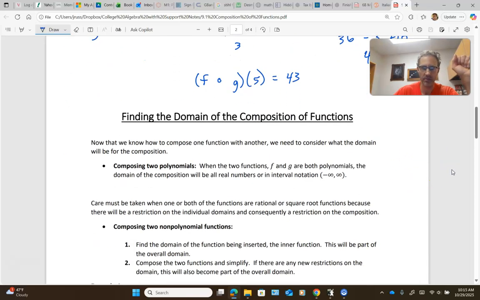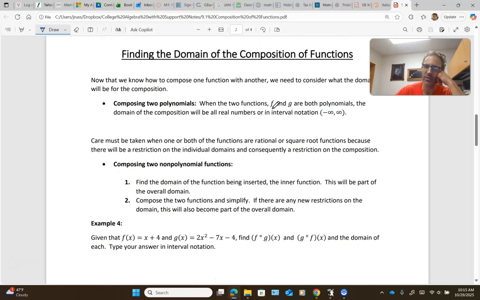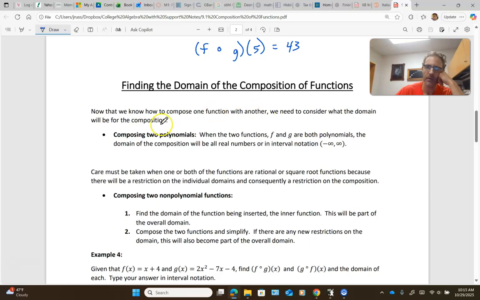Okay, and let's talk about this for a minute. Finding the domain of the composition of two functions. Well, there's really two cases, guys. When both of your functions are polynomials, when f and g are polynomials, the domain of the composition is just going to be all real numbers. So there's not much work to do.